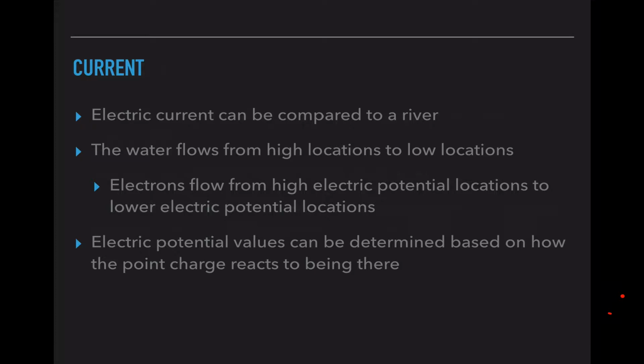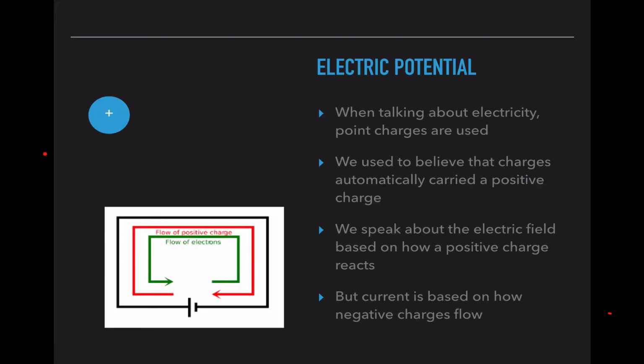You always go from the high to the low, and it's based on how the point charge reacts to being placed in a location. When talking about electricity, point charges are used, and at the very top of this page, we have a point charge present. We used to believe that charges automatically carried a positive charge. So if I were to place a second positive point charge at this location right next to this other positive point charge, those two items want to be apart from each other. Opposite charges attract and like charges repel.